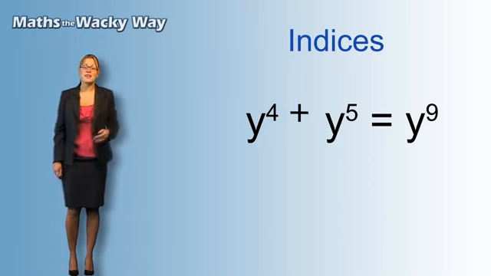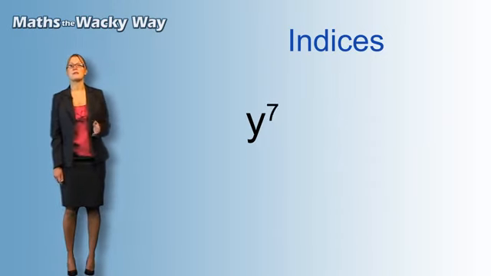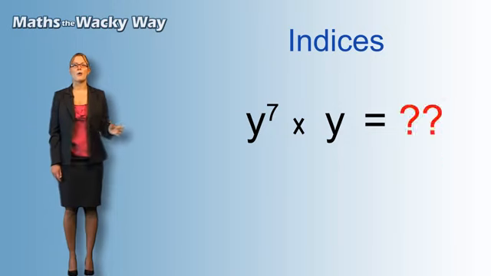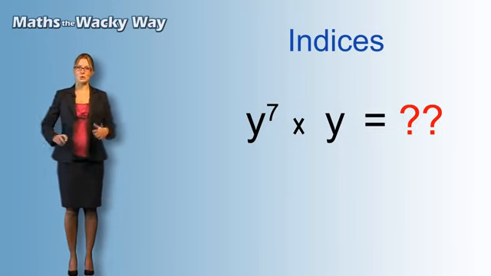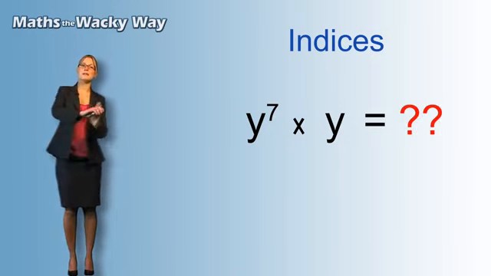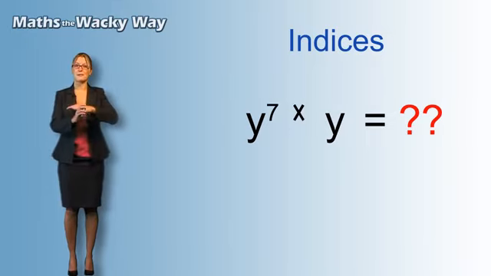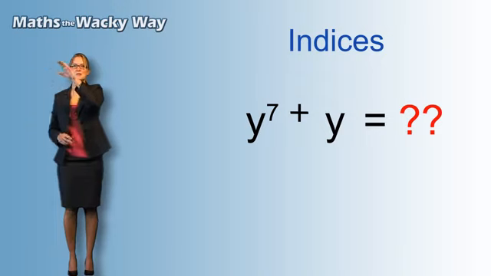Let's take another one. So if we have a look at y to the power of 7 times y, what you might think with this one is, well, let's take the multiplication sign up into the air. It will twist and become a plus. Let's add them together. Well, there's a 7, but there's nothing else there.